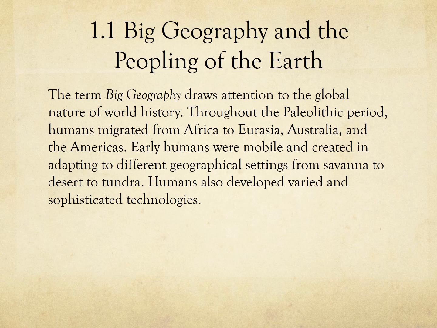So the term big geography draws attention to the global nature of world history. Throughout the Paleolithic period, humans were migrating from Africa to Eurasia, Australia, the Americas, all over the place. Early humans were very mobile and creative in their adaptation to different geographical settings, like savanna, desert, tundra, and within those different areas, they also developed a lot of sophisticated technologies. We'll talk about all those within this presentation.